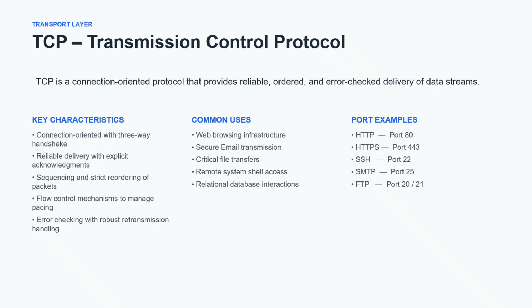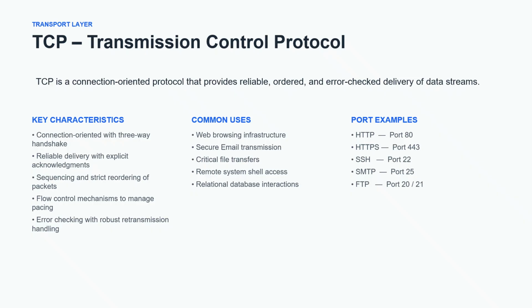Each packet is numbered, and the receiver sends acknowledgements for received packets. If an acknowledgement is not received, the sender retransmits the packet. TCP features and ports. TCP ensures data arrives in the correct order and includes flow control mechanisms to prevent overwhelming the receiver. TCP performs error checking using checksums. If a packet is corrupted during transmission, it is discarded and retransmitted.